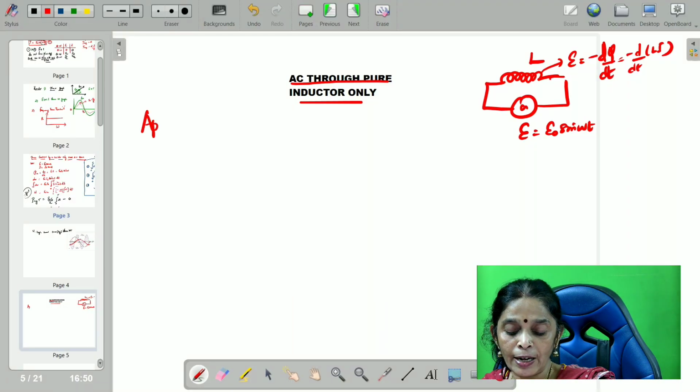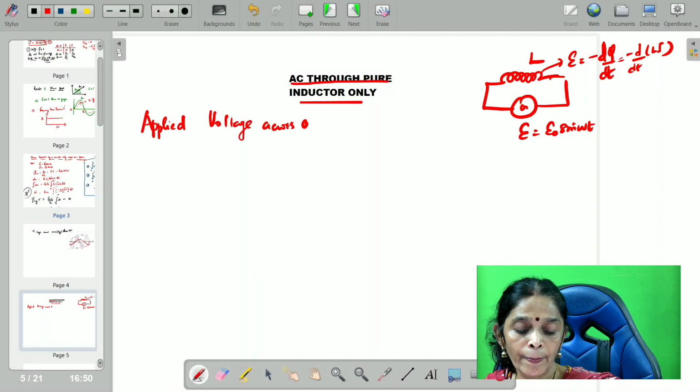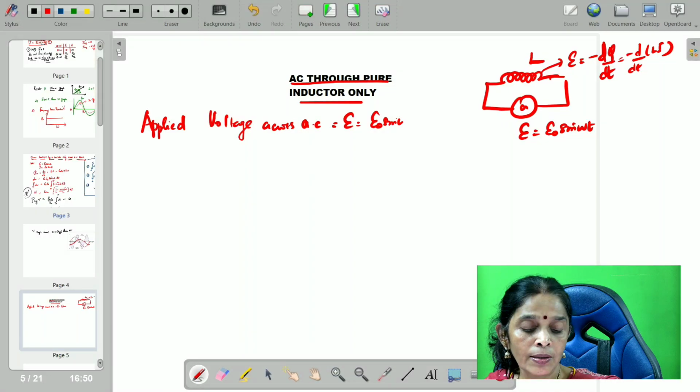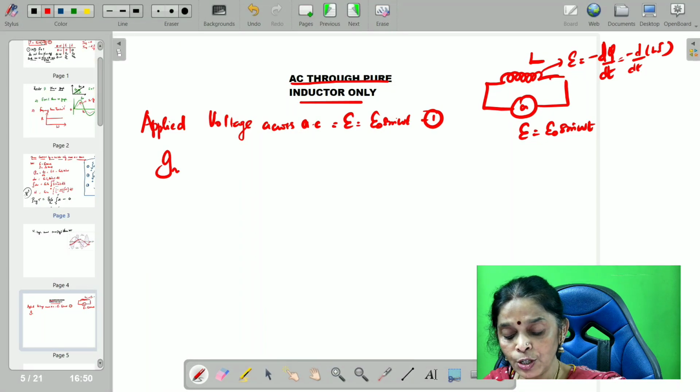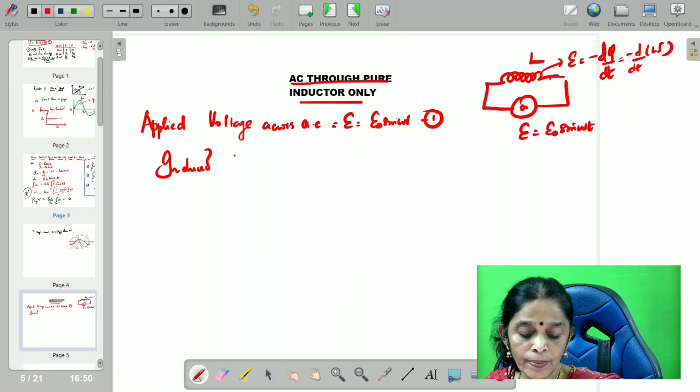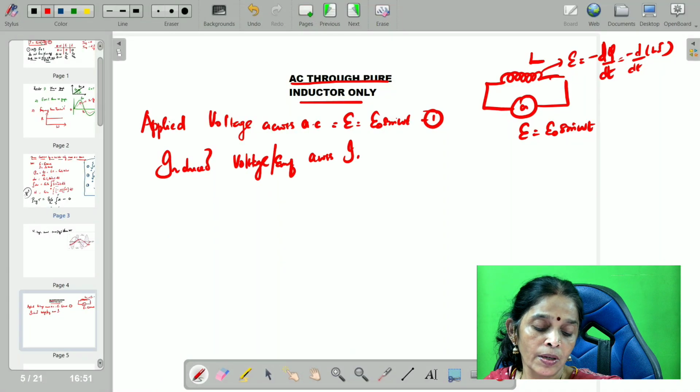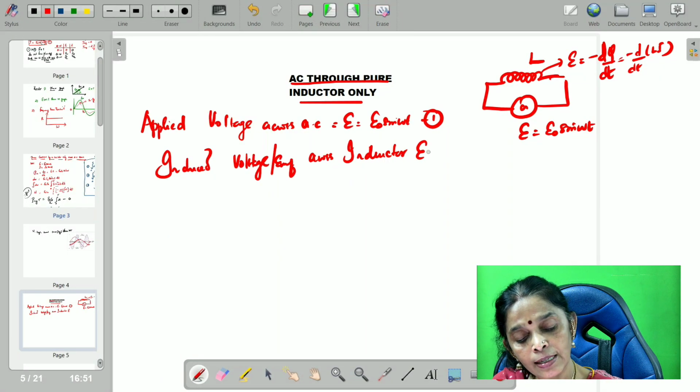So first write the applied voltage. This is very easy, children. Applied voltage across the AC source is E is equal to E naught sin omega t. That's equation number 1. Now, the induced EMF across the inductor due to change in magnetic flux is equal to minus L into di by dt.